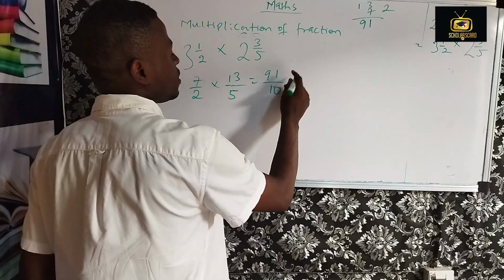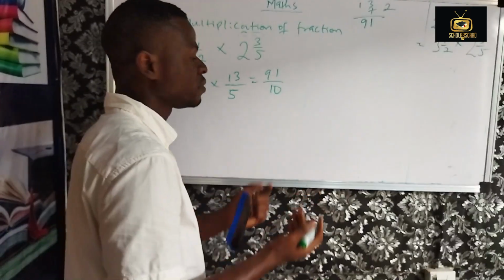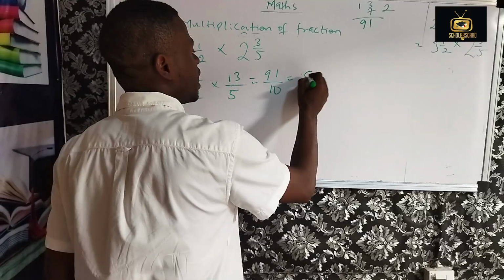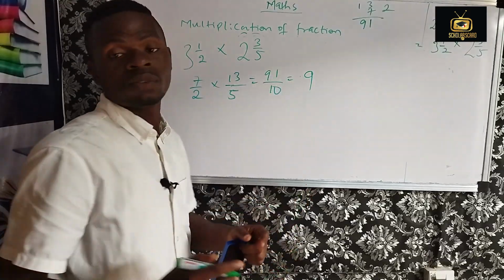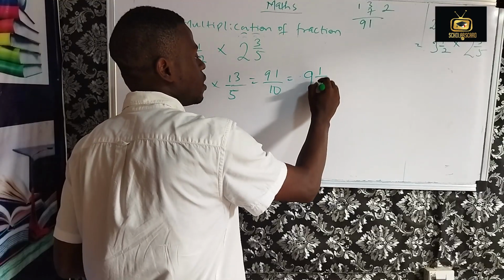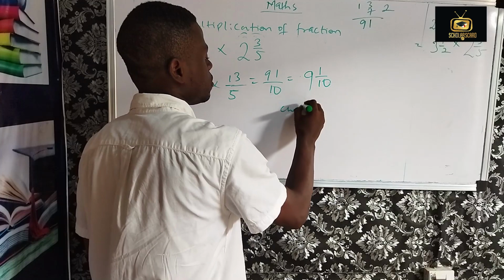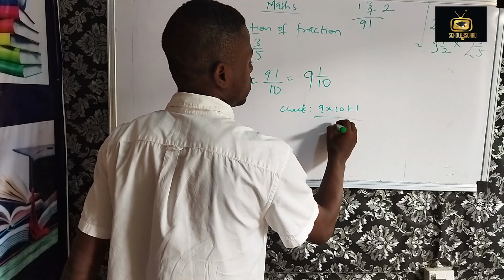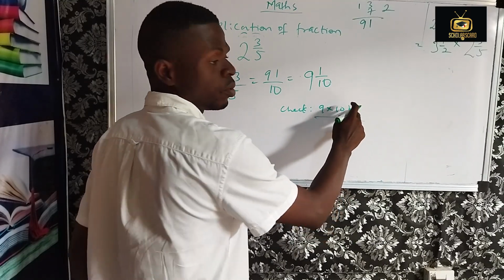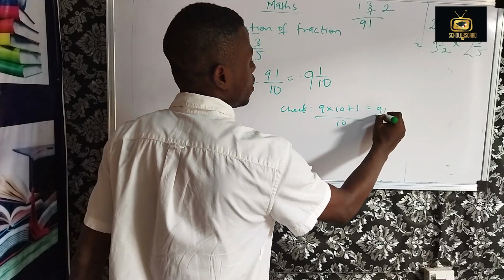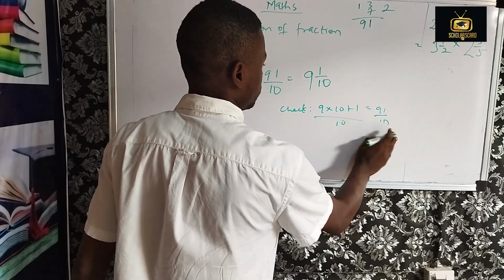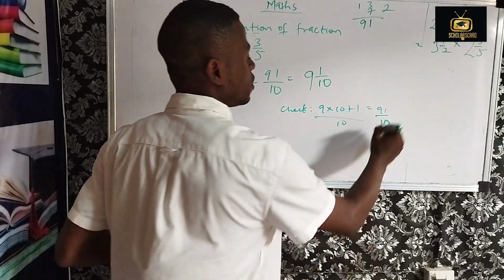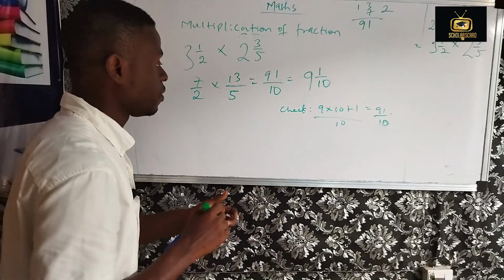Now 91 divided by 10, we are going to divide it and convert it to a mixed number. 91 divided by 10 will give you 9, remainder 1 over 10. To check again: 9 times 10 is 90, plus 1 is 91 over 10. Can you see that they correspond? So that is our final answer.